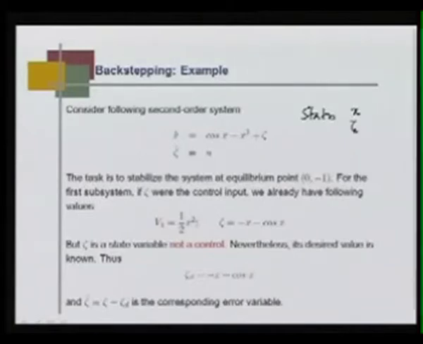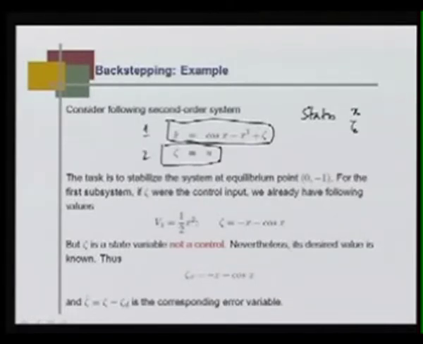The task is to stabilize the system at the equilibrium point. You can easily see that the equilibrium point here is 0 and minus 1. Okay. For the first subsystem, if xi were the control input, this is the equilibrium point. Now we want to stabilize the system around this equilibrium point, and we represent this as subsystem 1 and this one as subsystem 2.